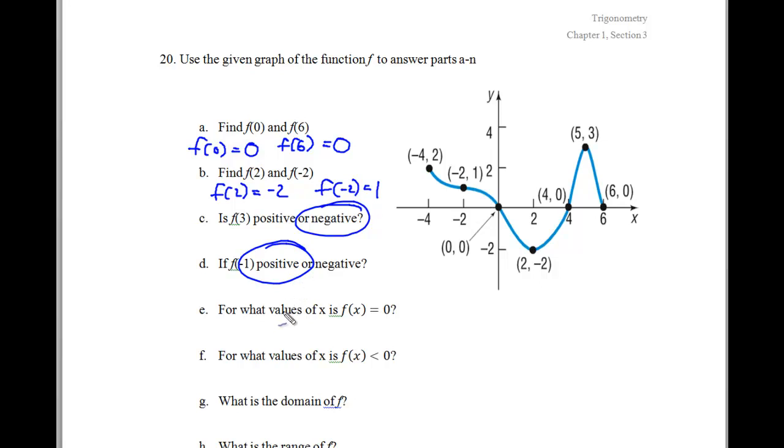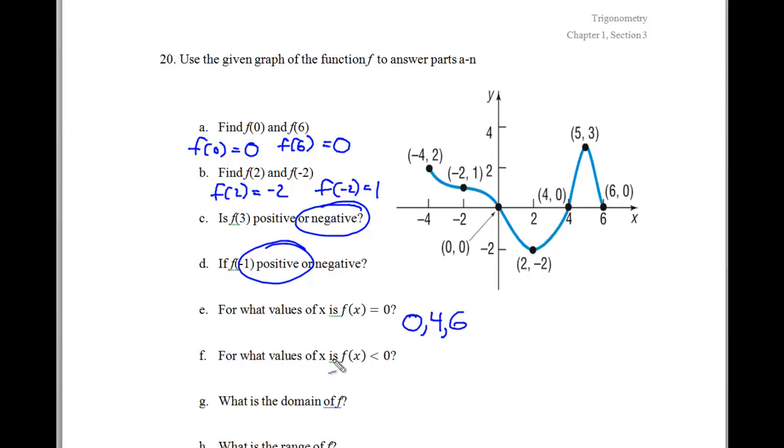It says here, for what values of x is the function equal 0? This is asking for moments where the graph intersects the x-axis. So of what values of x will the function be 0? That's in 3 locations. It's going to be at 0, right there, at 4, and at 6. So 0, 4, and 6.